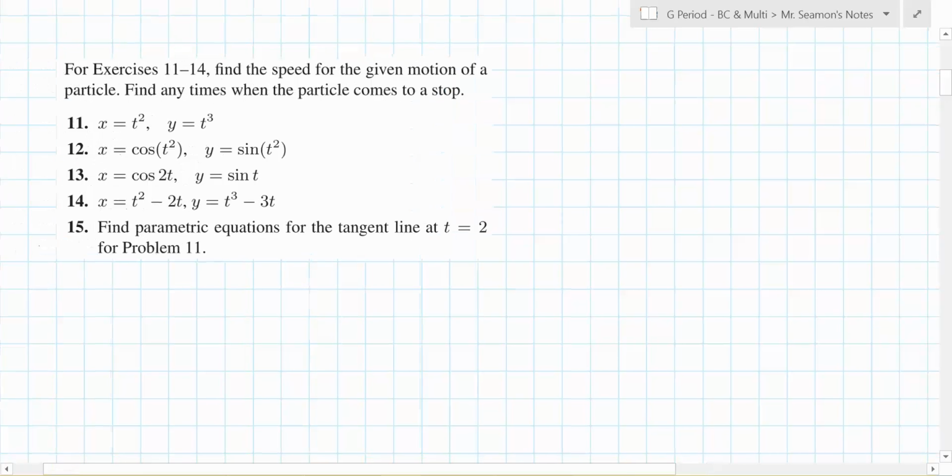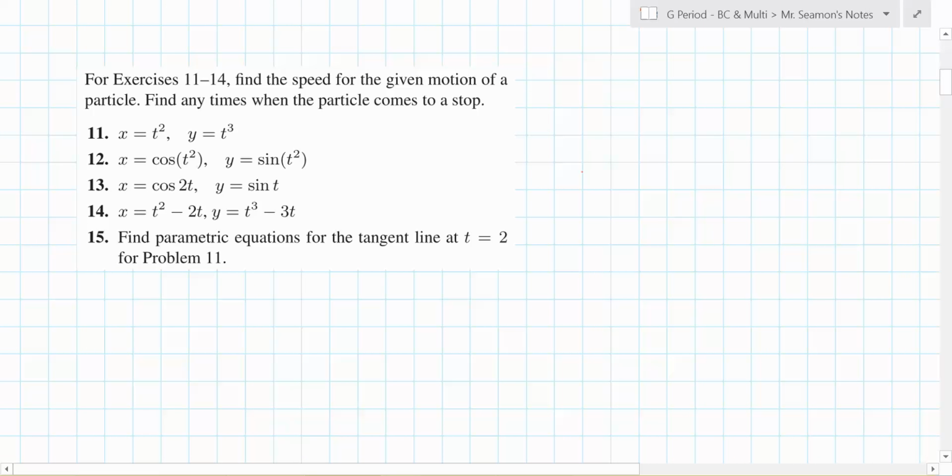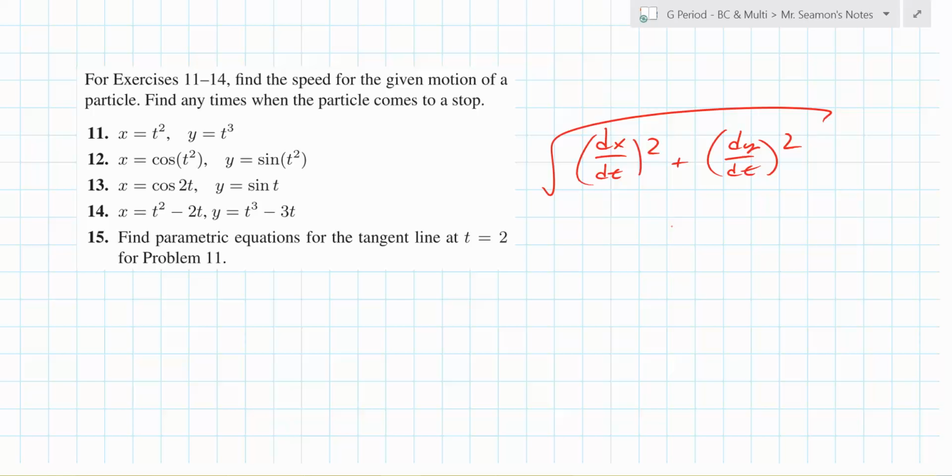And then be like, I got it wrong. You saw something that probably looked like this: (dx/dt) squared, and then what do you add to it? (dy/dt) squared. So that's the speed of the particle at any given time. So you could write the general speed function, right?